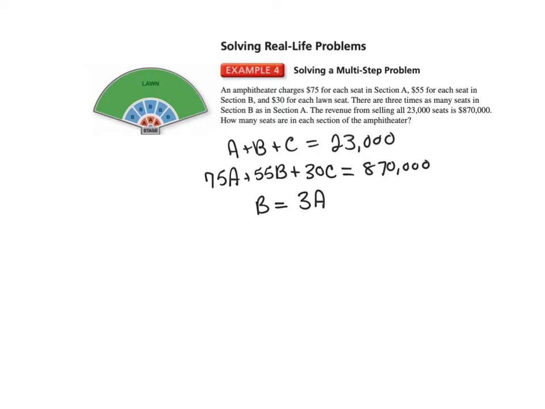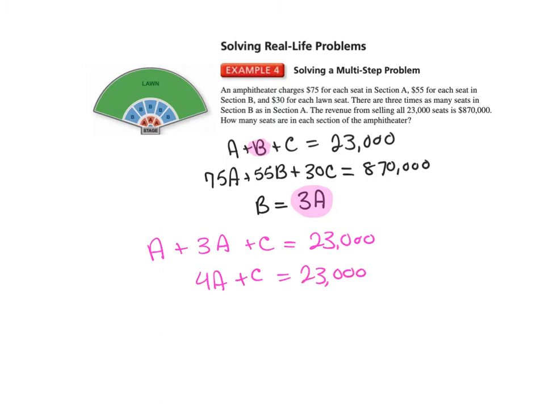Since one of our equations only has 2 variables, we can actually do this entire thing by using substitution, or at least the start of it. So what we're going to do is take 3A, that's what B equals, and plug it into the first equation for B. So A plus 3A plus C is equal to 23,000. So that gives us 4A plus C equals 23,000.